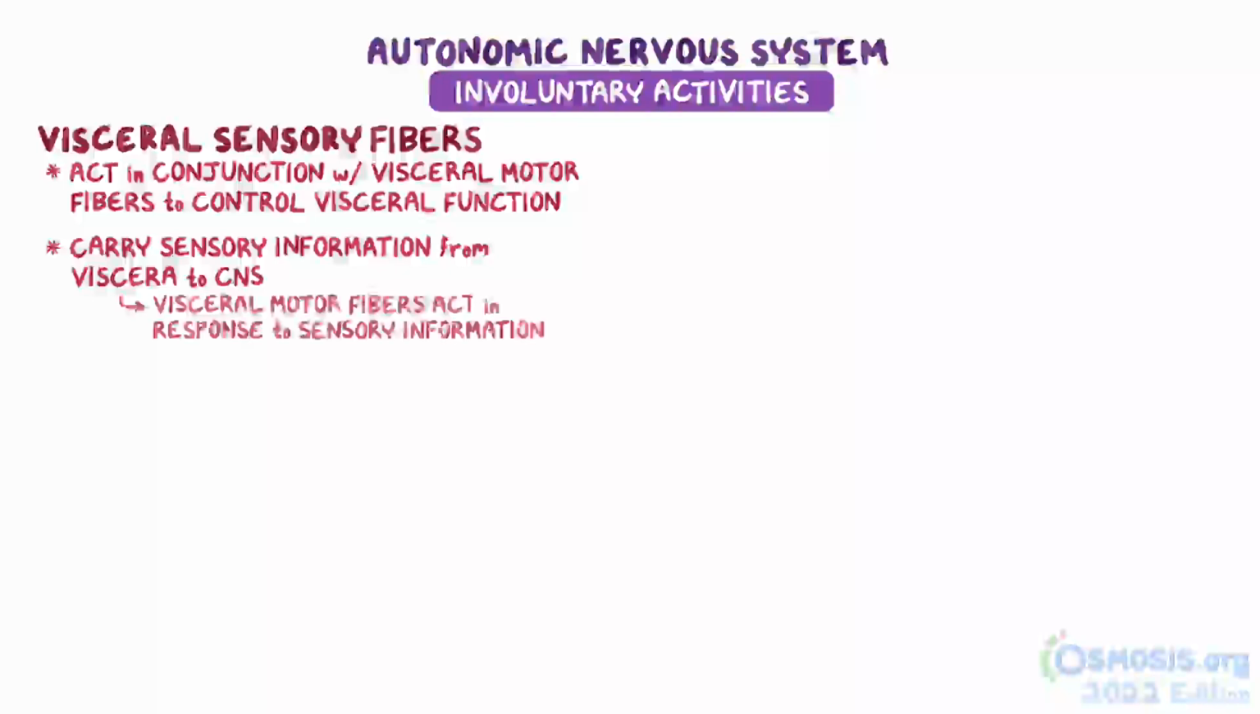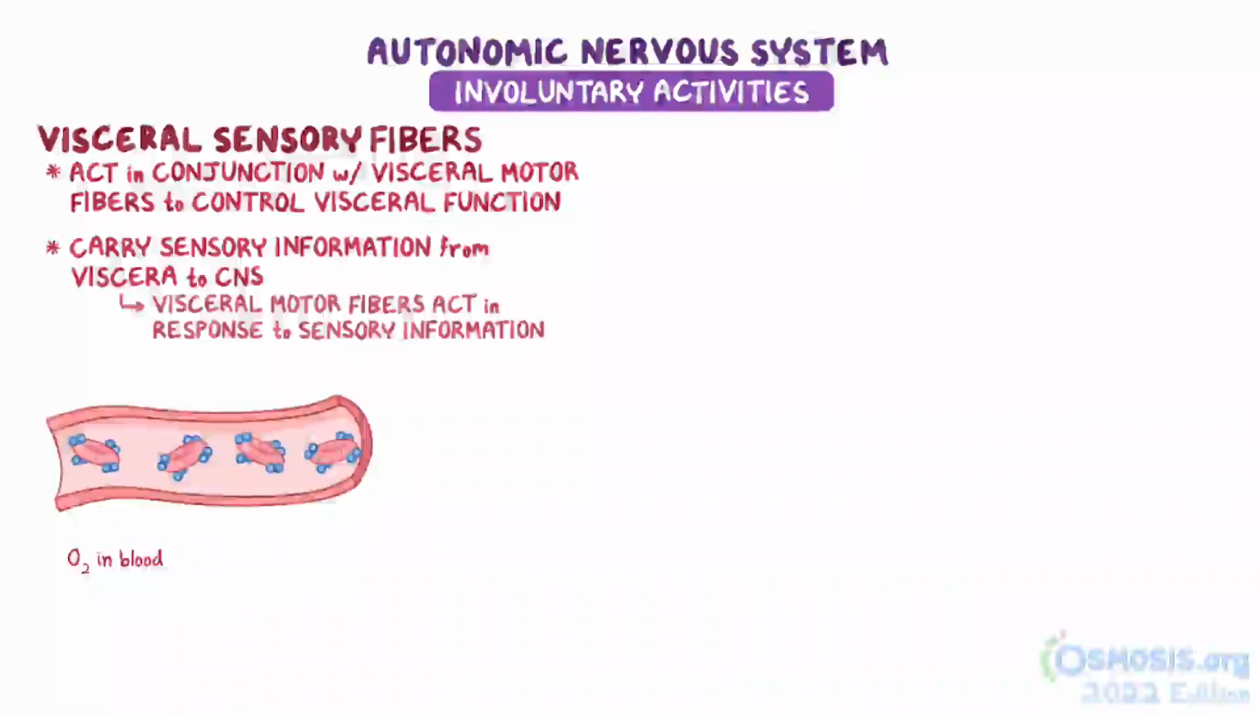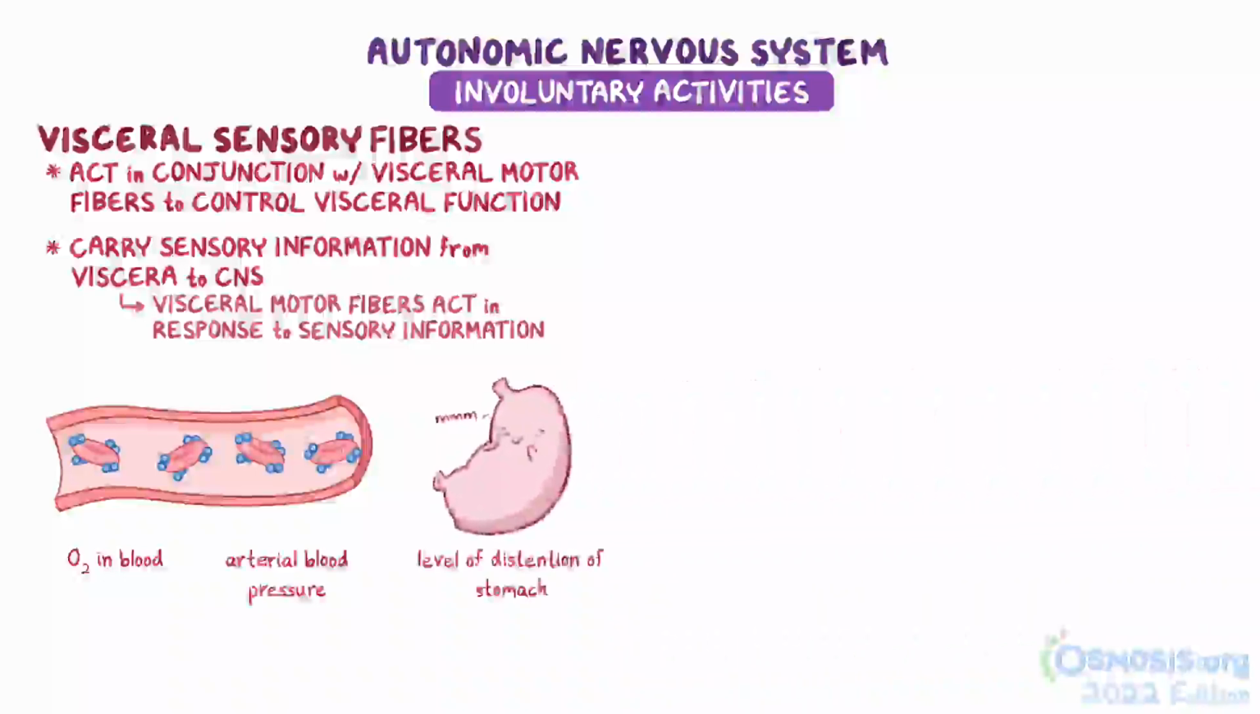For example, they provide information about things such as the amount of oxygen in your blood, your arterial blood pressure, and the level of distension of your stomach after that big meal. This visceral sensory information is continuously regulating the activity of the visceral motor neurons of the autonomic nervous system, even while you sit here and watch this osmosis video.